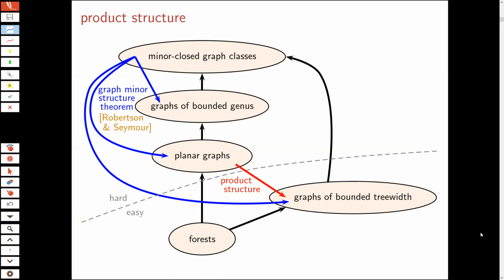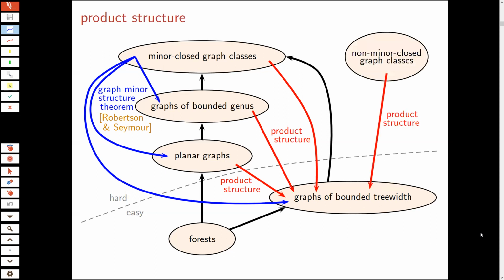But not only do we get product structure for planar graphs, we also get product structure for graphs of bounded genus, and in fact, any minor closed graph class. So we really are saying a new version of the graph minor structure theorem using graph products. The other nice thing about these product structure theorems is that they actually apply beyond this picture, and we can describe certain non-minor closed graph classes using product structure as well.